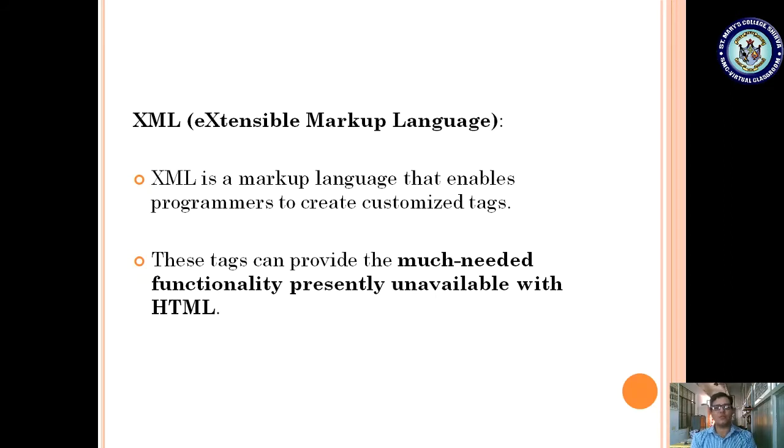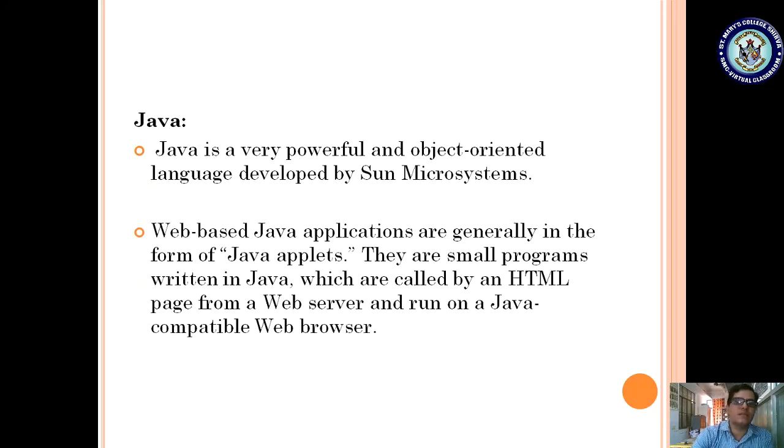These tags can provide much needed functionality presently unavailable with HTML. By using these tags, it provides much needed functionality. Much needed functionality presently unavailable with HTML means however we want to organize our content, well organized content will be placed by using this XML markup language, which is not available in HTML. Okay. And next one is the Java programming language.